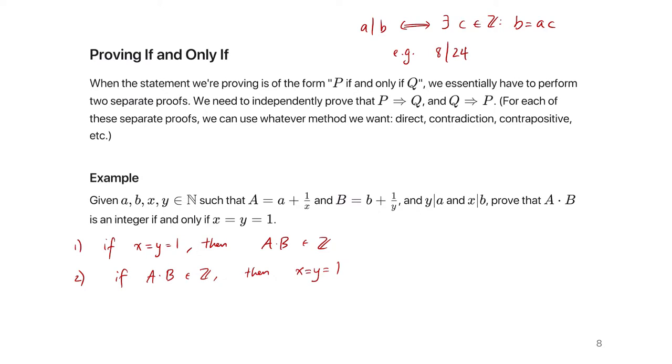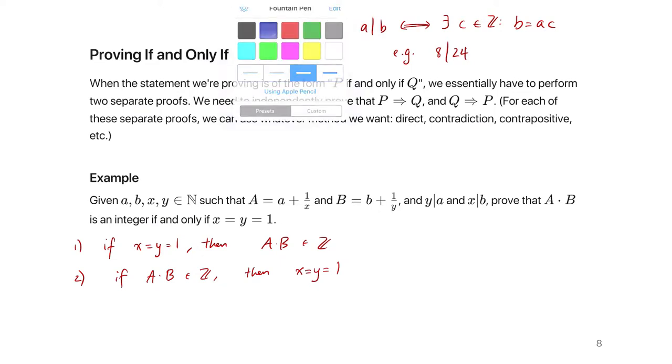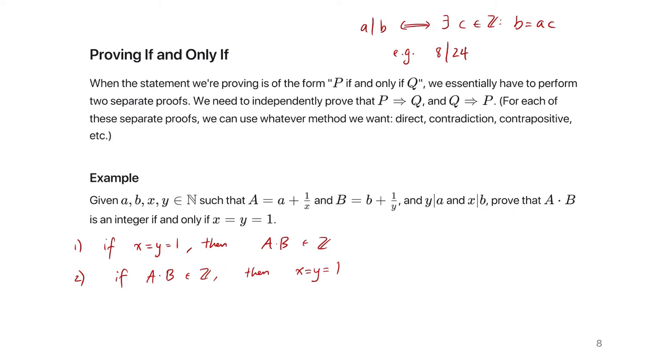Is it clear what our two separate proofs in this case have to be? Okay, so let's do it. We don't have enough space for the second one on this slide, so for now, let's just do the first one. So we're saying if X and Y are both equal to 1, then this product is an integer. So this case ends up being very simple, right? Let's substitute X equals Y is equal to 1 into this expression.